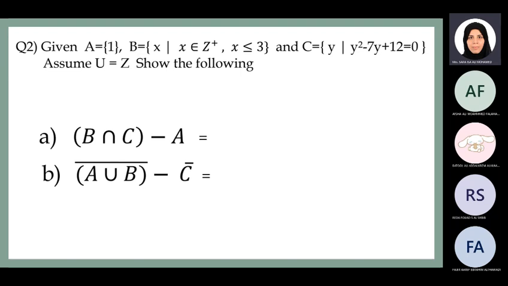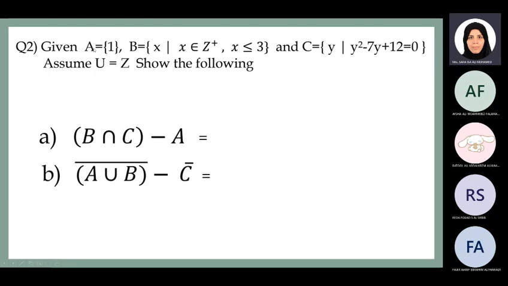Question number 2. Given that A is a set that contains 1, B is a set that contains x, where x is a positive integer less than 3, and C contains y, where y is the number that solves the equation y squared minus 7y plus 12 is equal to 0. The universal set is Z. Z means all integer numbers.